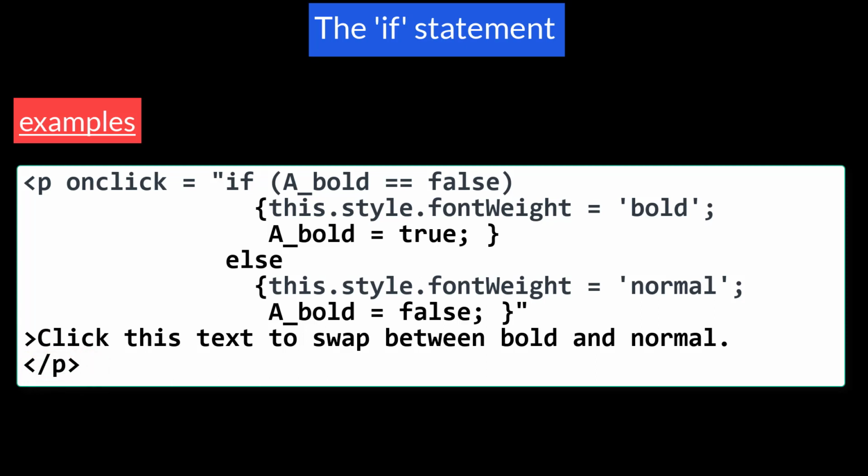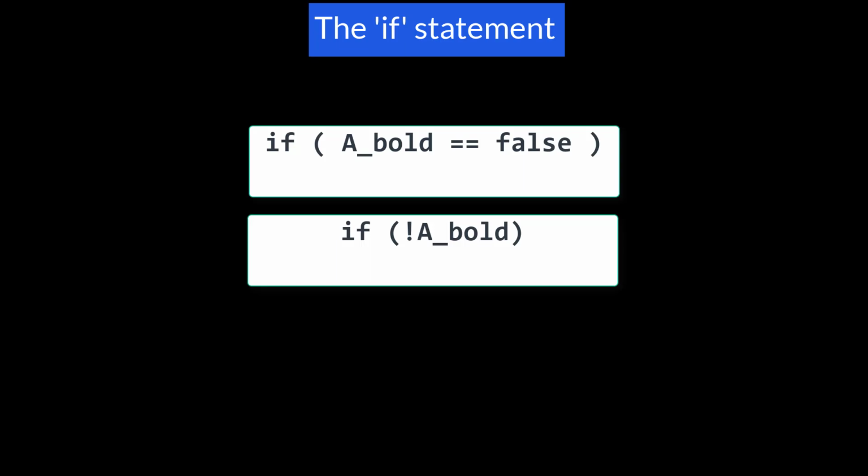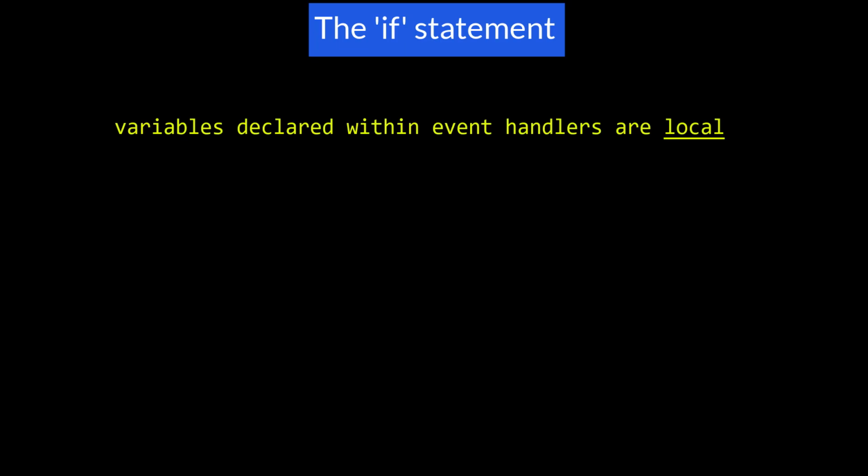So especially note the location of the closing greater than for the start tag, as I pointed out, in addition to the opening and closing double and single quotes. Now the code, if a_bold equals equals false, could also be written if not a_bold. But in any case, for this to work, a_bold has to be defined somewhere. We can't define it in the onclick handler because then it would be reset on each click, so you could never get back to normal. In this situation, a_bold is called a local variable because it is known only within the event handler where it is defined.